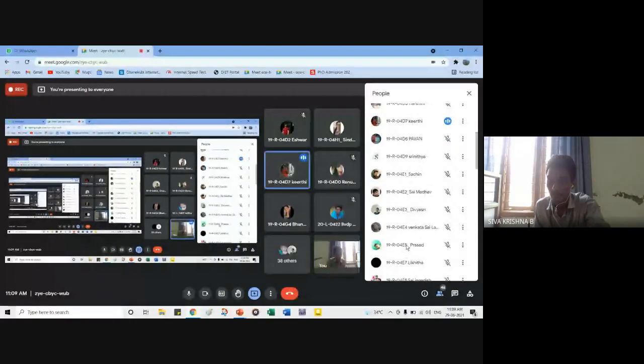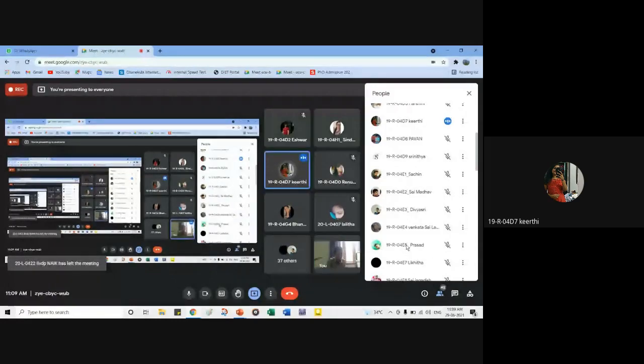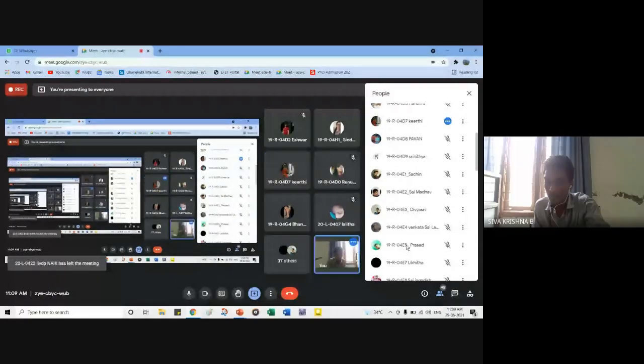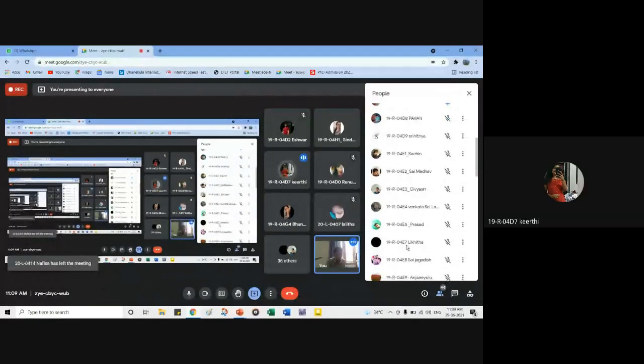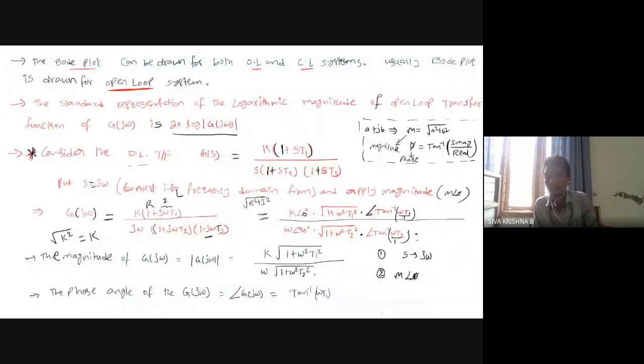Tan inverse. Yes, ma'am, tan inverse. First, what? First magnitude means you have to take this root value and then angle. That means first you have to take magnitude and next phase angle.